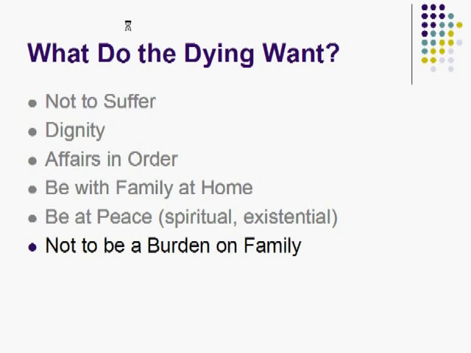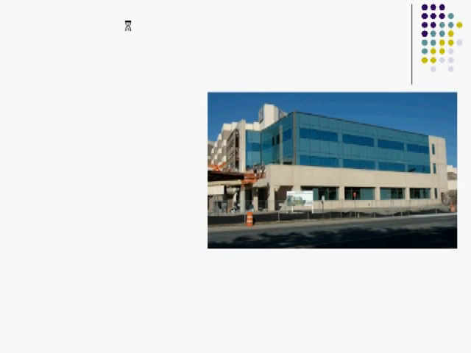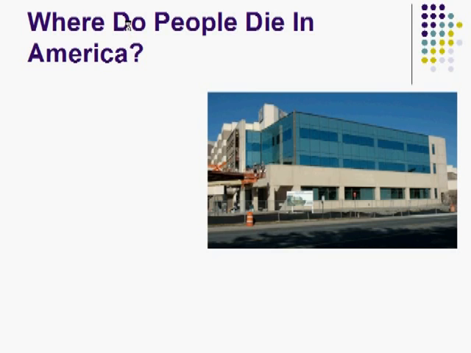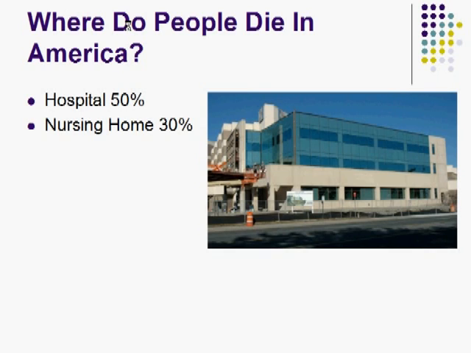Well, where do people die in America? We said people want to die at home, but actually 50% die in hospitals, 30% die in nursing homes, and only 20% die at home. So we're not doing a very good job in terms of meeting their needs of where they want to pass away.